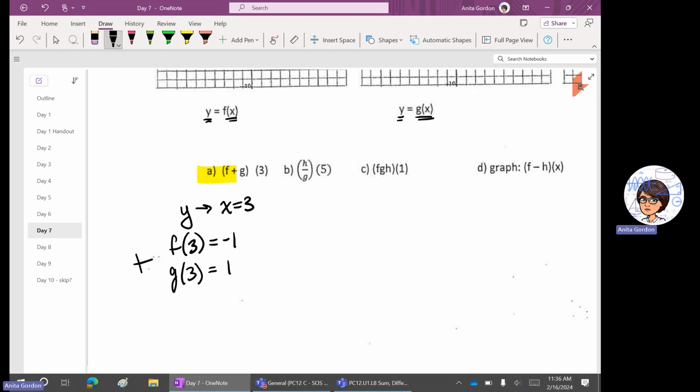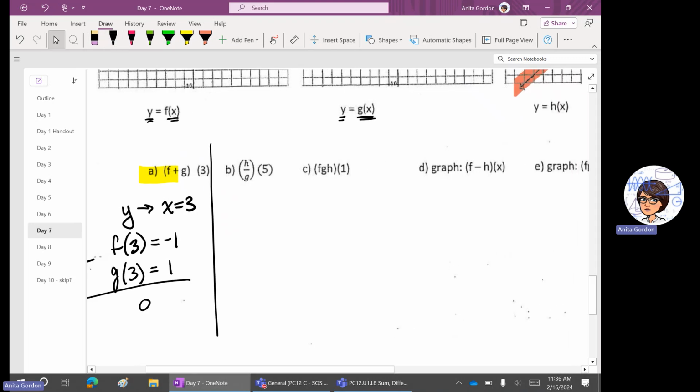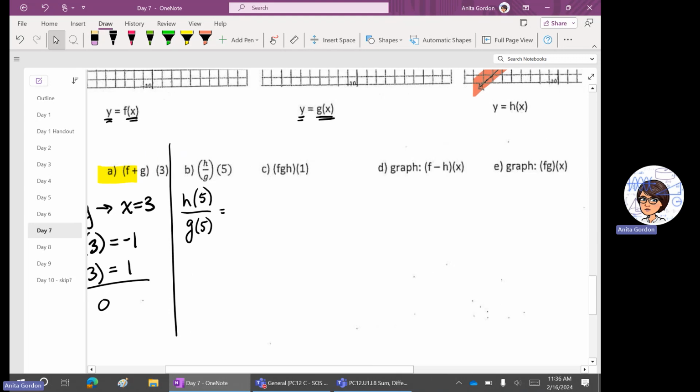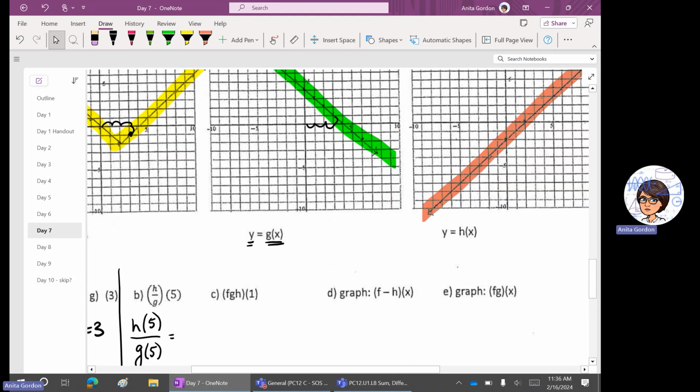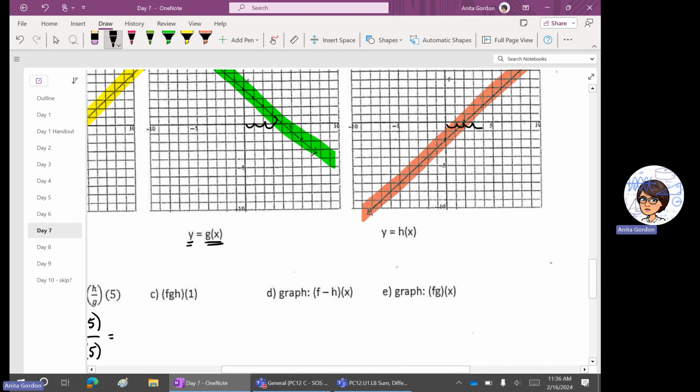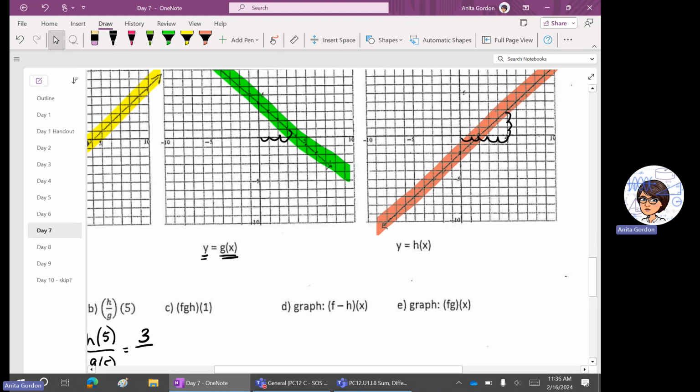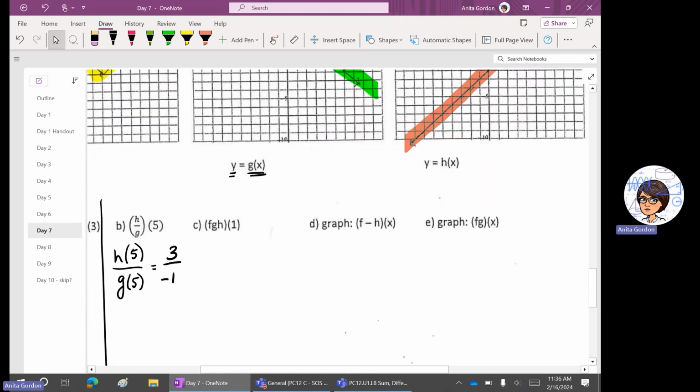I got really excited with my pen here, 0. So let's make a line here. Okay, next is h divided by g. So h of 5 divided by g of 5 equals, let's go to our h graph and look at what happens to y when x is 5. 1, 2, 3, 4, 5. 1, 2, 3 is our h, so that's our numerator. And for g at 5, it's -1. So what is 3 divided by -1? -3.